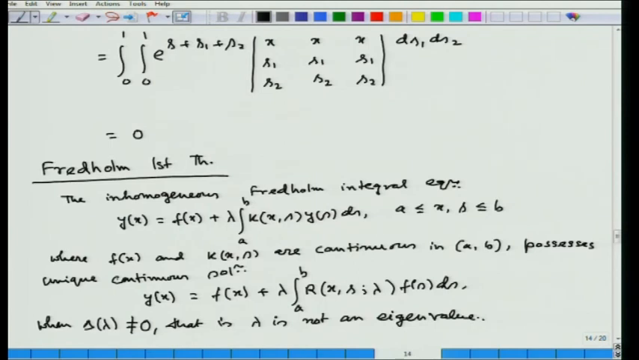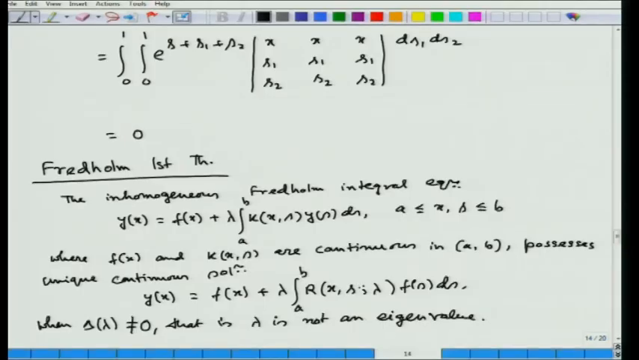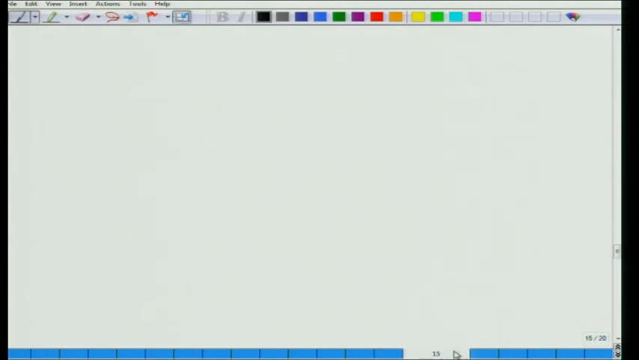In case delta(lambda) is not equal to 0, that means lambda is not an eigenvalue, then this Fredholm integral equation possesses a unique continuous solution that is given by this one. This R(x, s, lambda), here I have written intended to mean the Fredholm resolvent kernel, but of course, by using other methods you can also calculate this resolvent kernel, which will be a solution of this Fredholm integral equation.